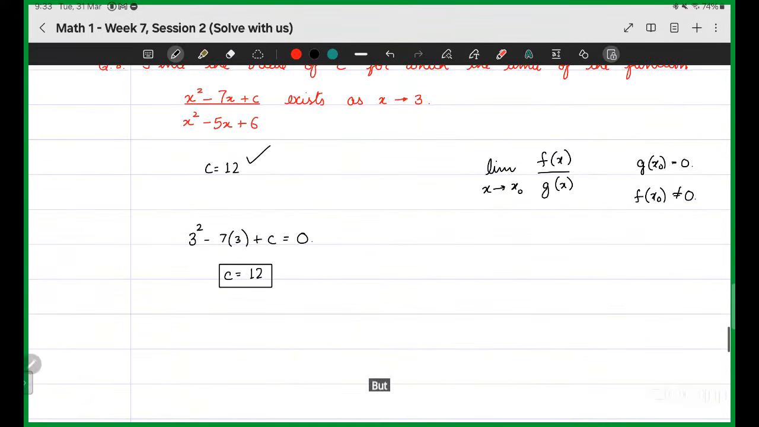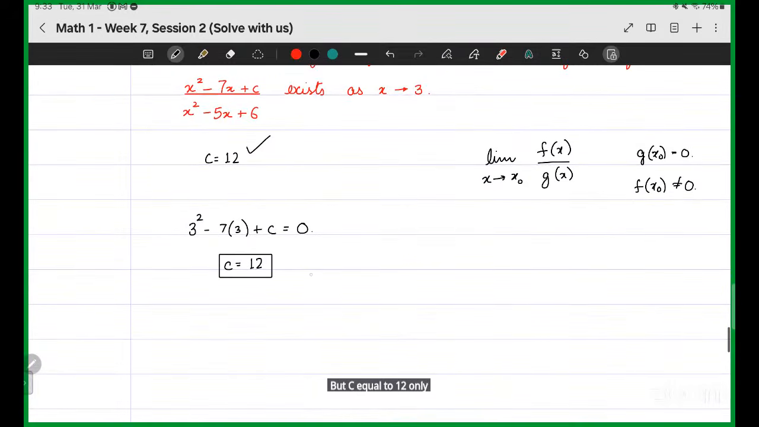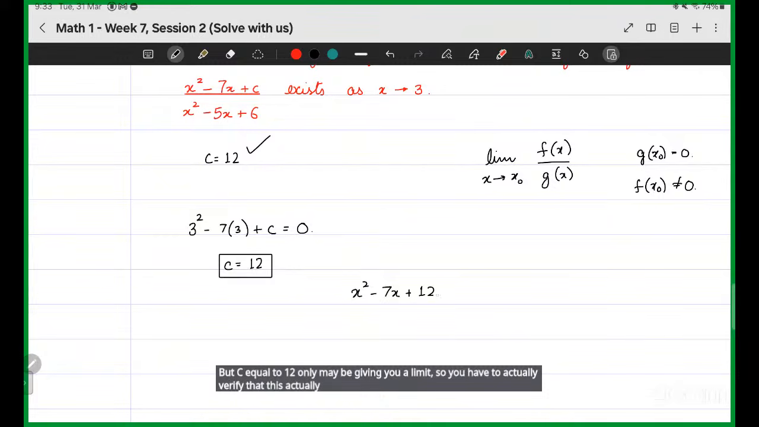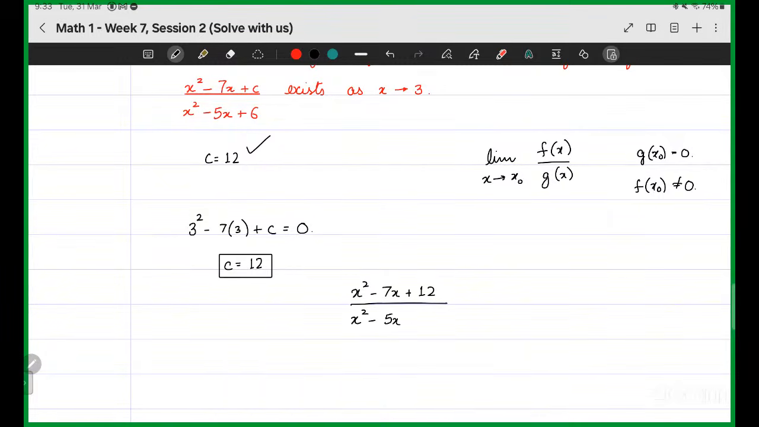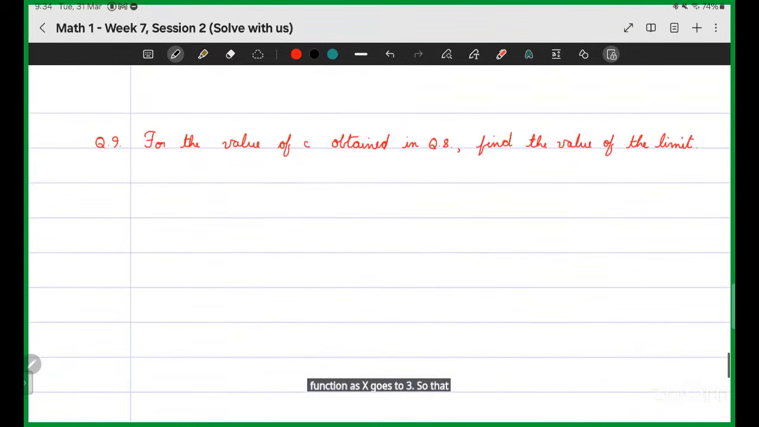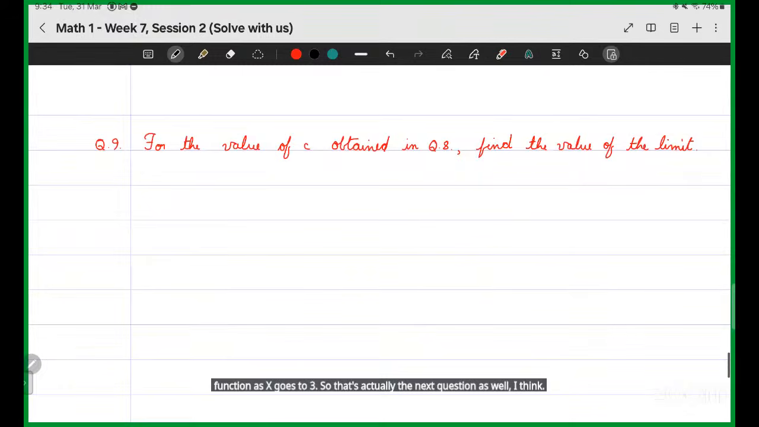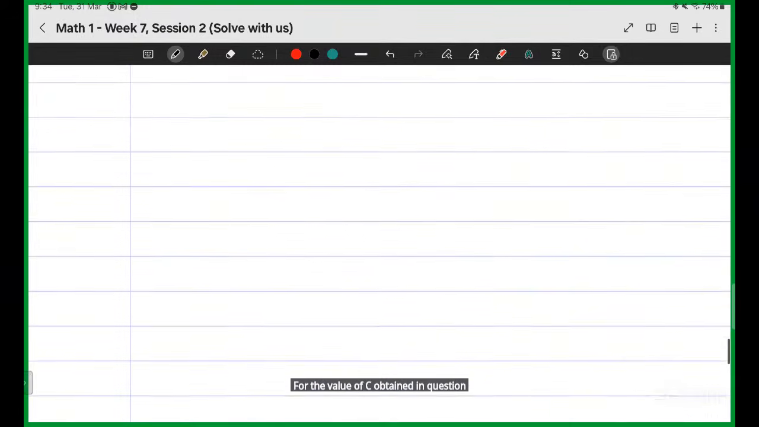But c equal to 12 only may be giving you a limit. So you have to actually verify that this leads to the case where the limit exists. Does the limit exist for this function as x goes to 3? So that's actually the next question as well, I think. For the value of c obtained in question 8, find the value of the limit.